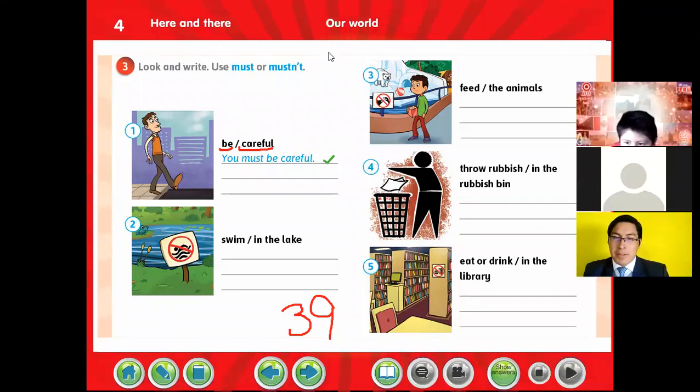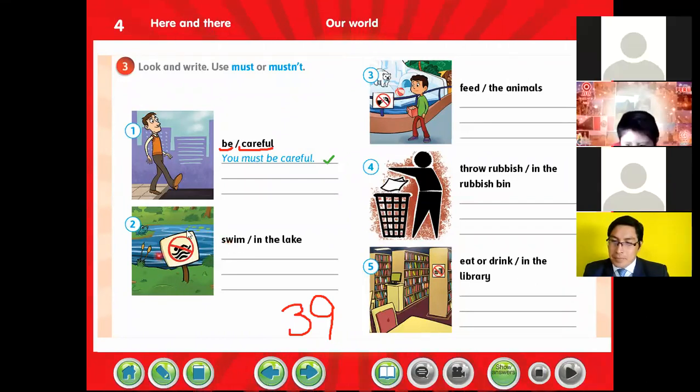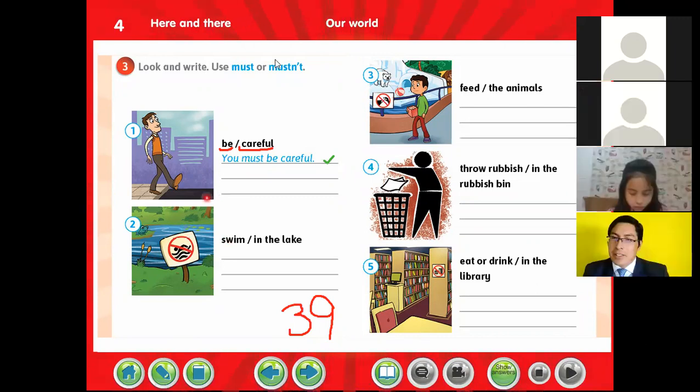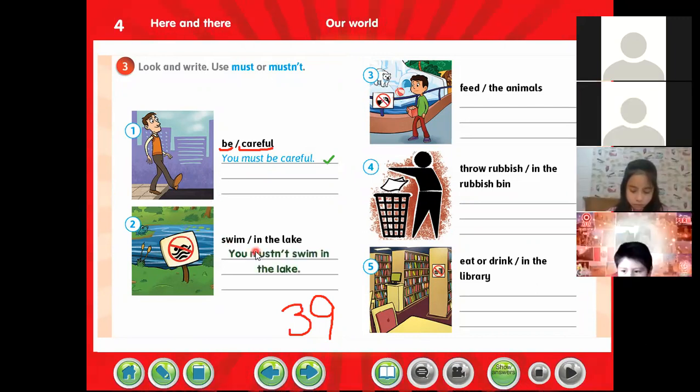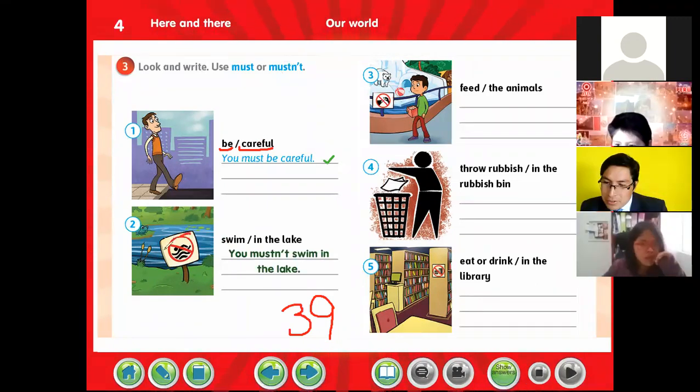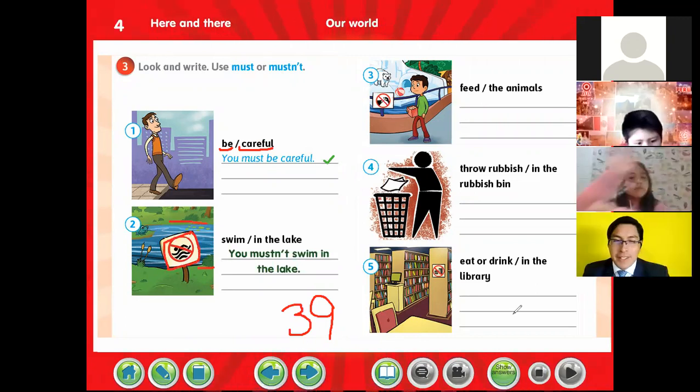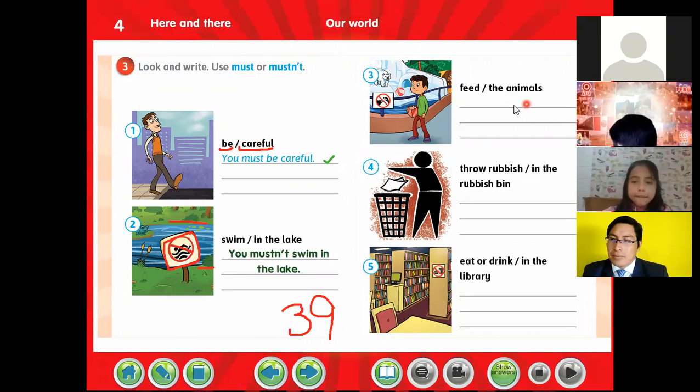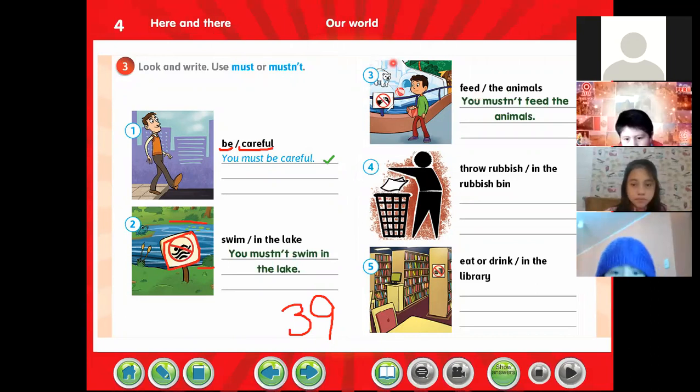Okay, Luciana, tell me, please. You mustn't swim in the lake. Oh, nice job. Good job. That's good. Now, if you look at a picture, this is a prohibition. You mustn't swim. It's dangerous, the lake. Thank you. Number three, Luana, please. Tell me, what is the rule? You mustn't feed the animals. Good job. Yes, you're right. When you visit the museum, and if you look at this sign.